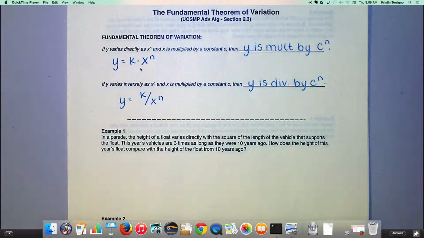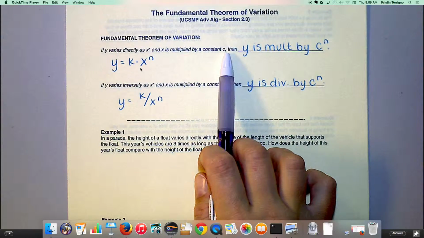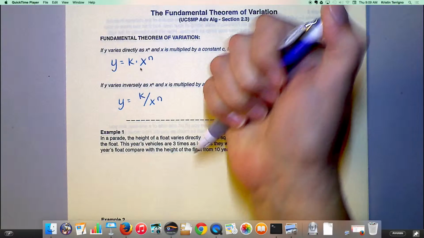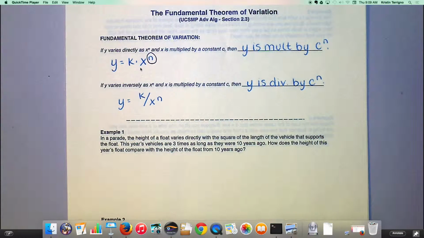So again, up at the top was just a formalized mathematical version of what I just said, is that if you multiply x by some number, then y gets multiplied by that same number, but raised to whatever power was in your variation equation, okay? So if it's an x squared equation and I multiply by 5, your end result, or your y, gets multiplied by 25, okay? Because 5 squared is 25. All right, so let's take a look at example 1.